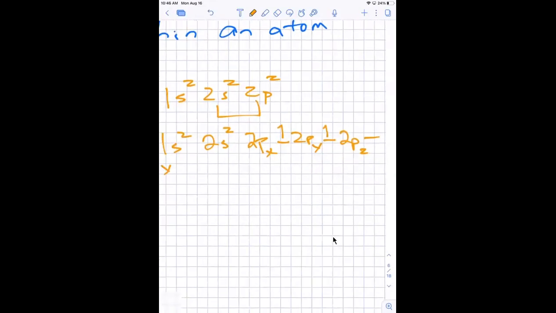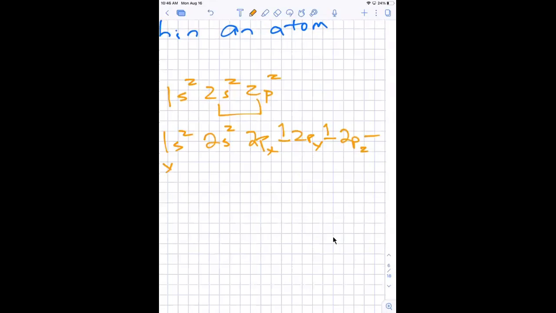Yeah. So we can't just put two in PX, right? Because PY and PZ have equal energy. So we got to fill the what they call degenerate, or same energy, orbitals up first before we can pair up electrons in any. So we got two electrons, one in PX, one in PY. Now let me ask this question, and we're gonna close in a second.